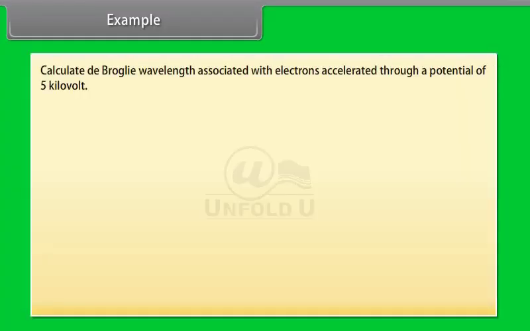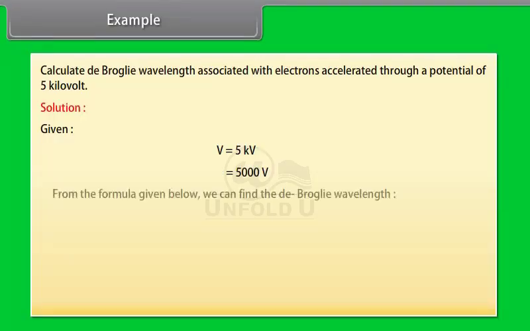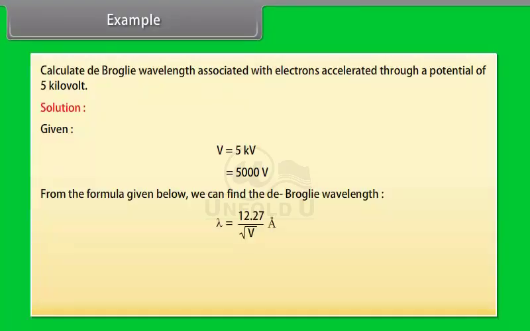Example: Calculate de Broglie wavelength associated with electrons accelerated through a potential of 5 kilovolt. Solution. Given V is equal to 5 kilovolt, which equals 5000 volt. From the formula given below, we can find the de Broglie wavelength. Lambda is equal to 12.27 by square root of V angstrom. Lambda is equal to 12.27 by square root 5000 angstrom, which equals 0.173 angstrom.